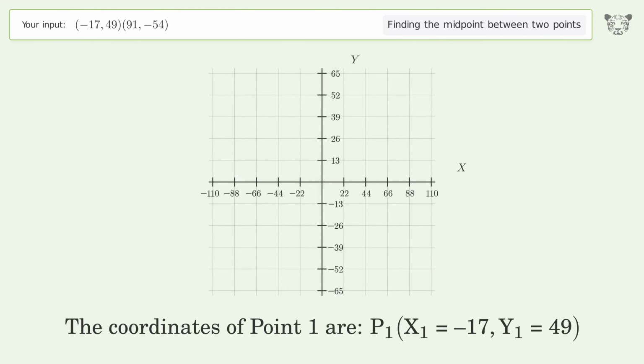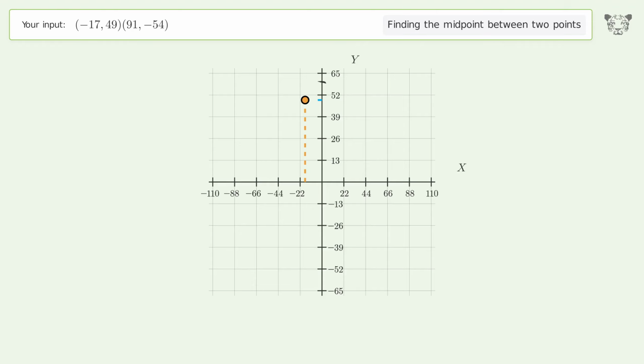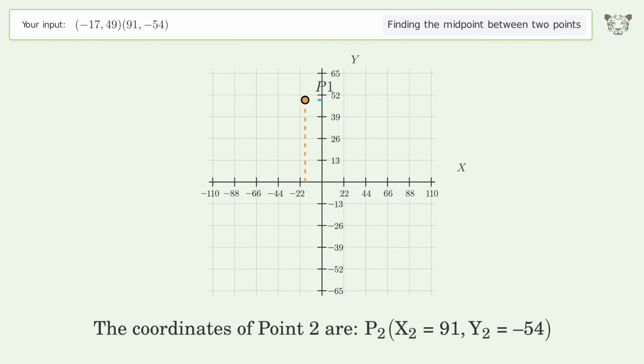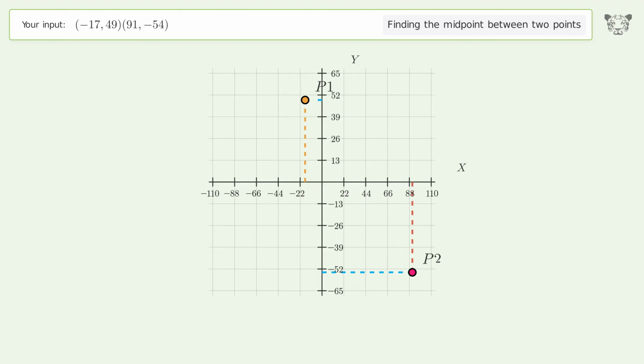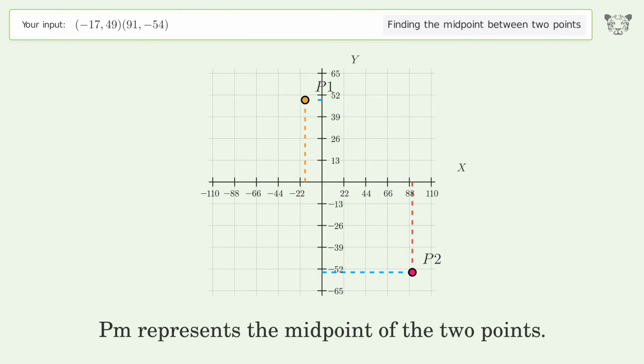The coordinates of point 1 are, x1 equals negative 17, y1 equals 49. The coordinates of point 2 are, x2 equals 91, y2 equals negative 54. PM represents the midpoint of the 2 points.